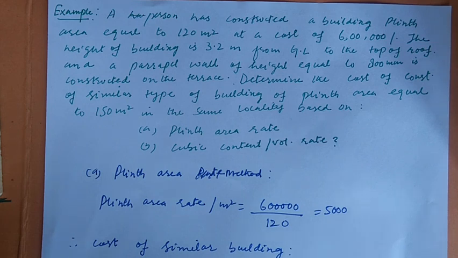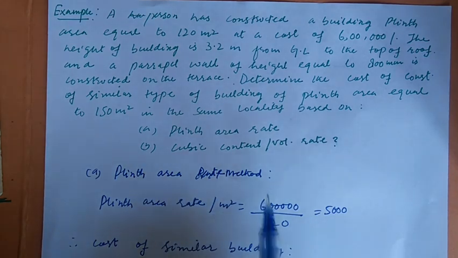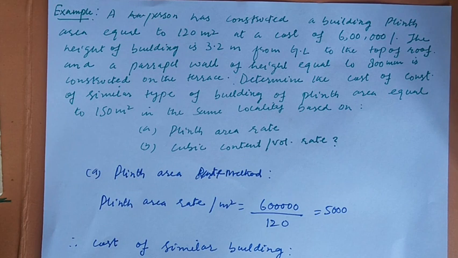Now what we have to do is determine the cost of the construction of a similar type of building with a plinth area equal to 150 meter square in the same locality, based on the plinth area rate and the cubic content or the volume rate. So let us adopt the first method, that is the plinth area method. In the plinth area method, we need two things. The number one is the plinth area, and the second is the plinth area rate.